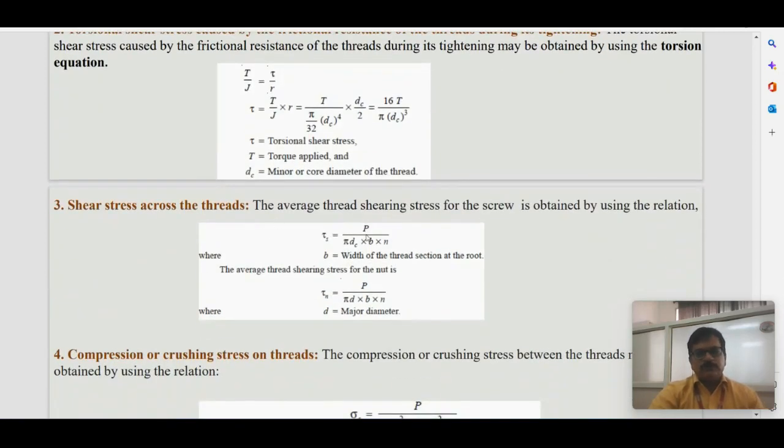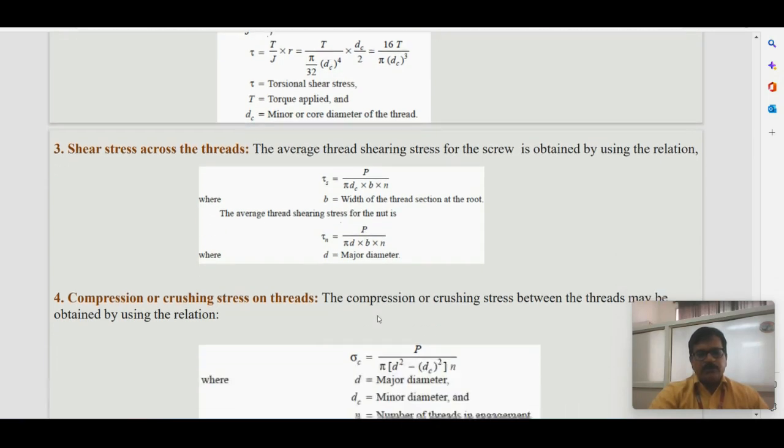Shear stress across the threads. The average thread shearing stress for screw is obtained by the relation shear stress tau S is equal to P by pi dc into Bn, where B is the width of the thread section at the root. The average thread shearing stress for the nut is equal to P divided by pi d into Bn, where d is the major diameter or nominal diameter.